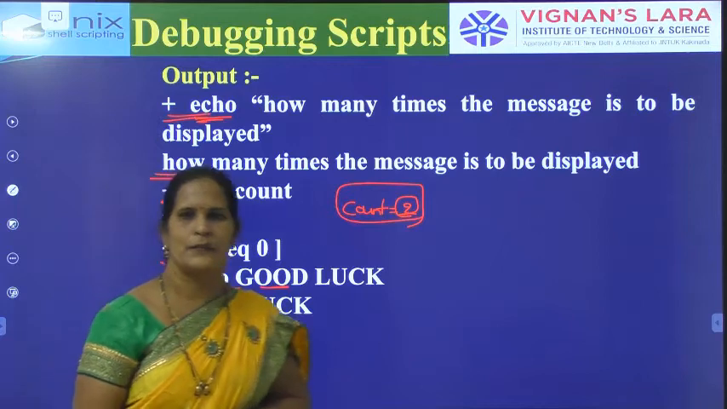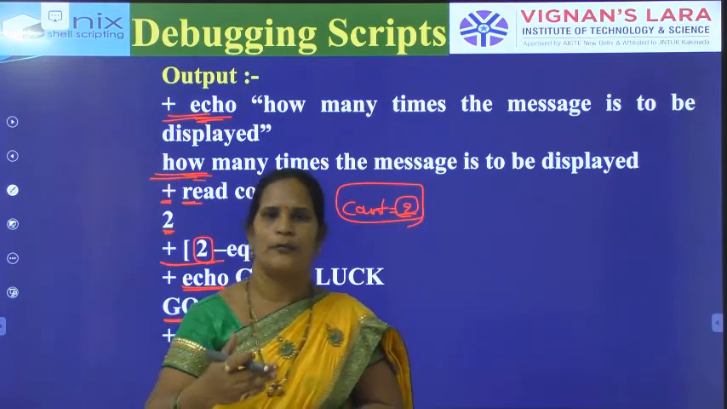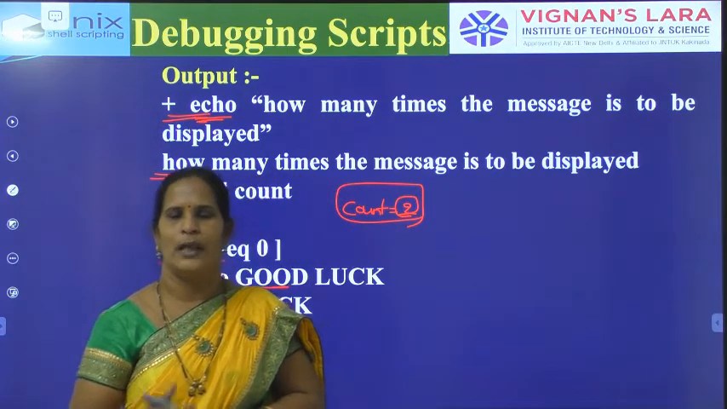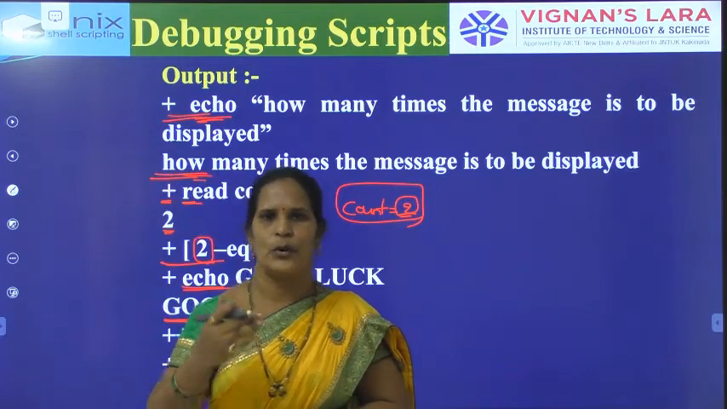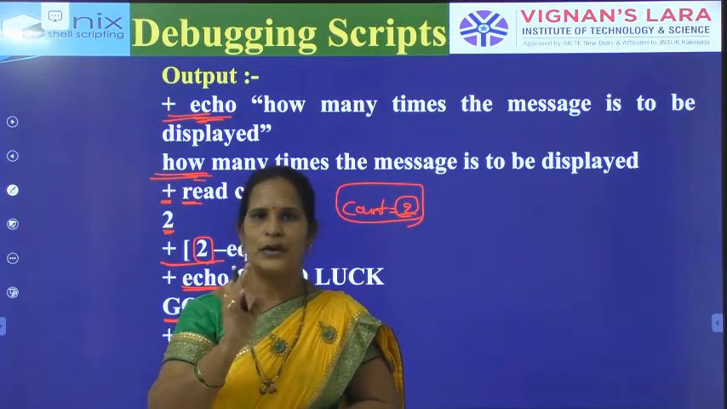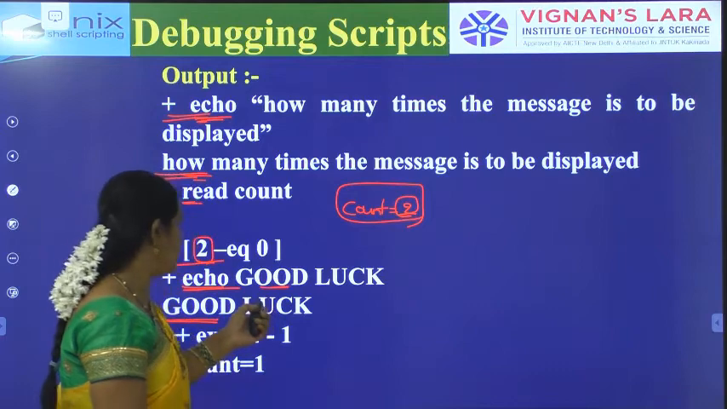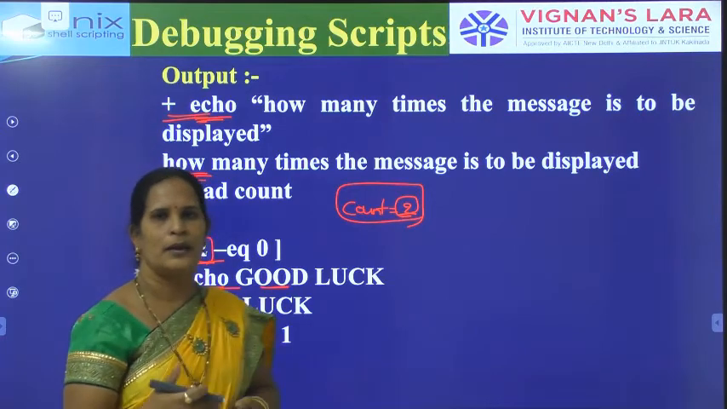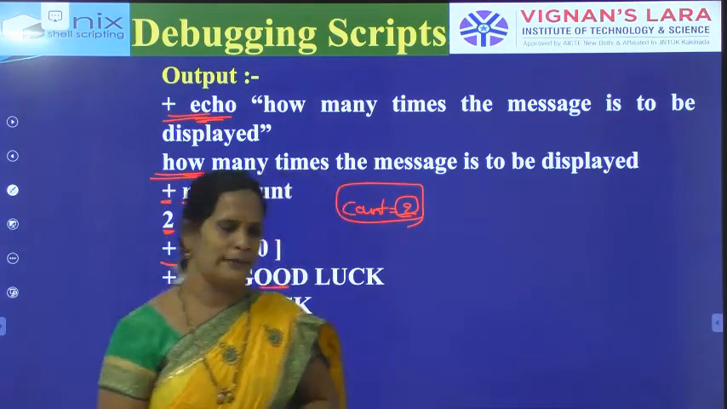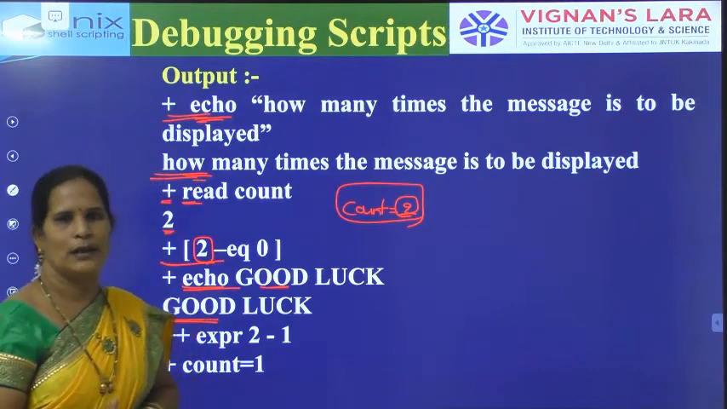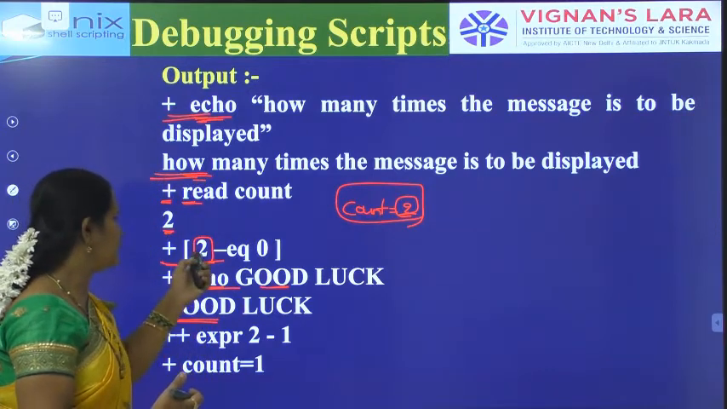Okay. What is the next step? After displaying the message, we have to decrement the count value. The previous value of count is equal to 2. I want to display the message 2 times. I displayed the message 1 time. One more time I have to display the message. So I have to decrement the value. So the count value is equal to 2.